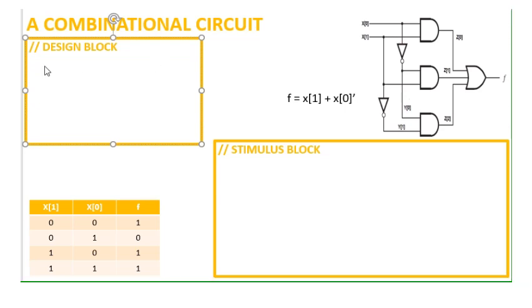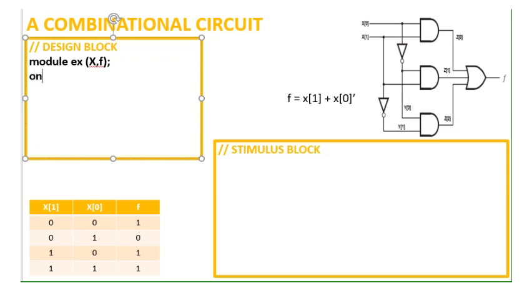The design block will be starting with the keyword module. We'll give some name for the design, followed by the port list. The ports here are X and F only. Now we declare them as input or output.